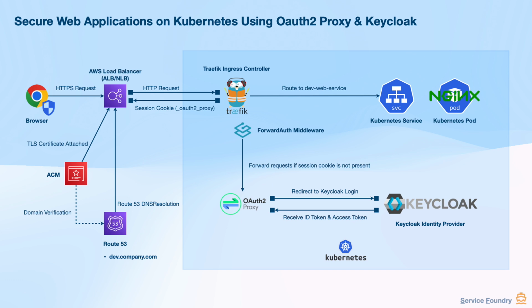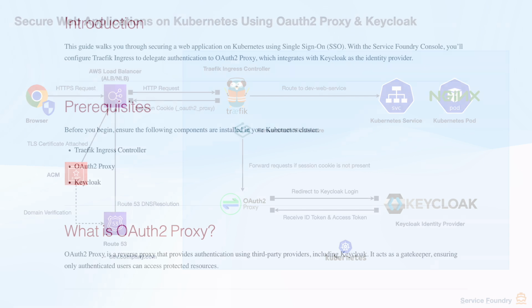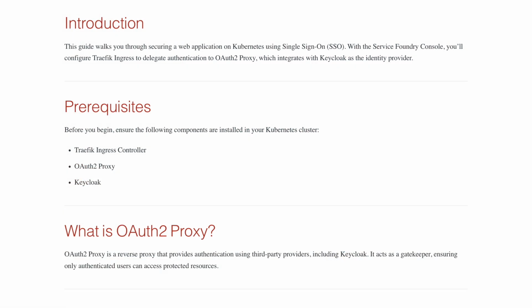All incoming requests go through Traefik Ingress, which delegates authentication to OAuth2 Proxy. The proxy then connects to Keycloak, where only authenticated users are forwarded to the back-end web application. To follow along, make sure your Kubernetes cluster has the following: Traefik Ingress controller, OAuth2 Proxy, and Keycloak set up and accessible.